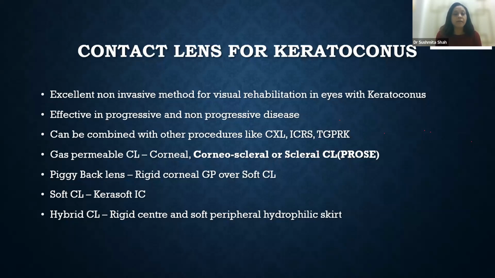Herein, a soft contact lens is first put on the cornea, and on top of it a rigid corneal gas permeable lens is applied. The other options include a soft contact lens like the Kerasoft IC contact lens, which is completely a soft hydrophilic material. And the fourth option is a hybrid contact lens, which has a rigid center and a soft peripheral hydrophilic skirt. So it's considered to be more comfortable as compared to a corneal RGP.